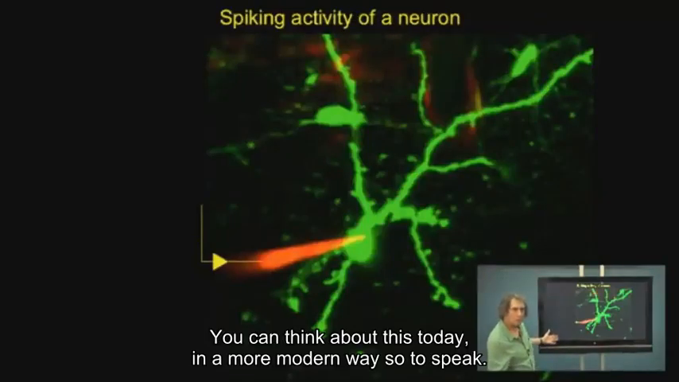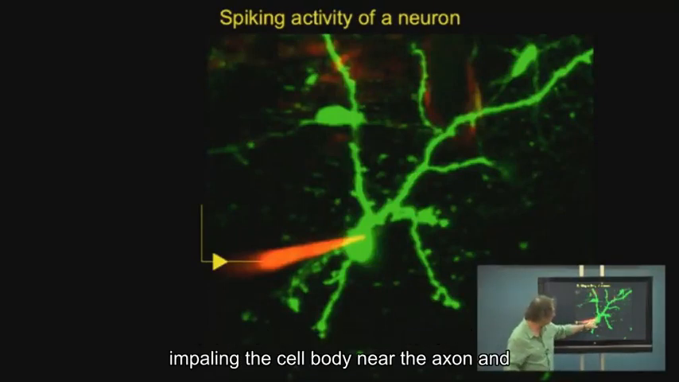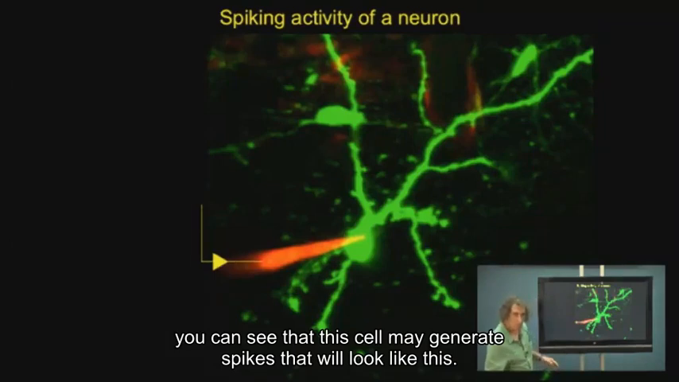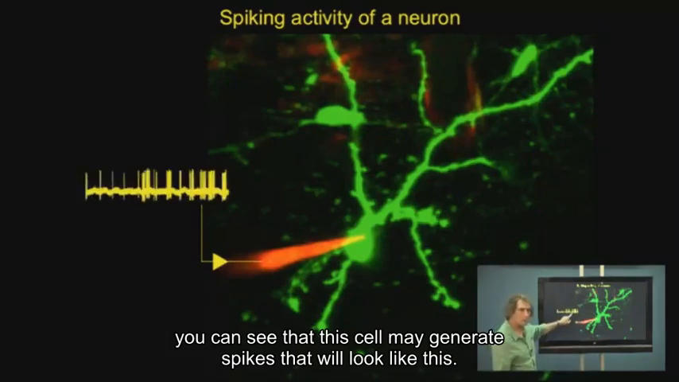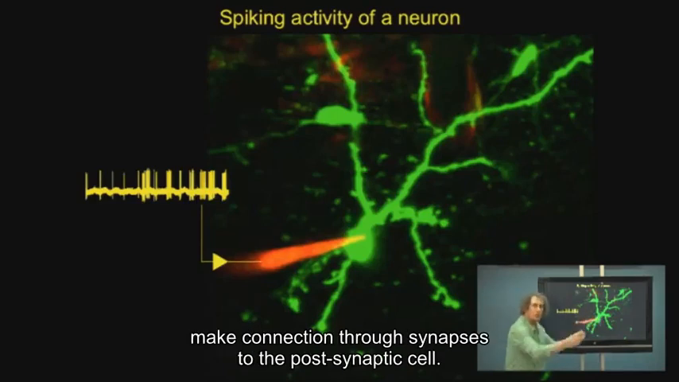You can think about this today in a more modern, direct way. You can record today inside the brain with an electrode impaling the cell body near the axon. And you can see that this cell may generate spikes. They will look like this. So this set of spikes at the soma will flow along the axon, make connection through synapses to the postsynaptic cell.